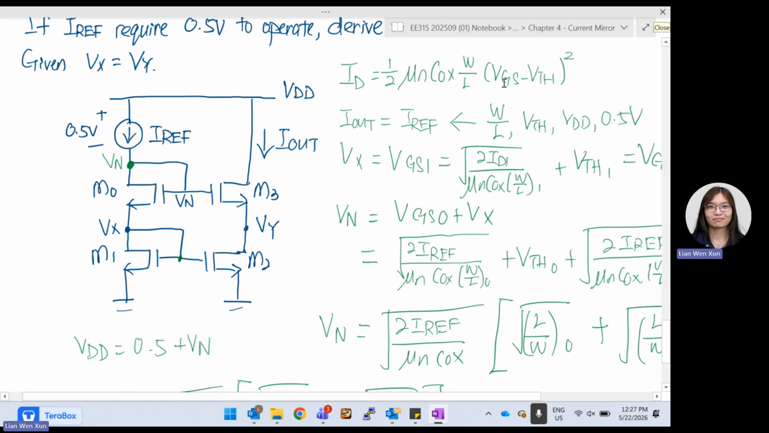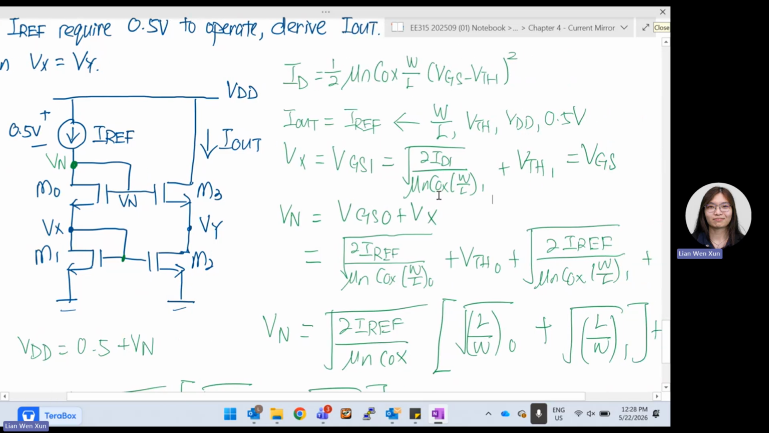If we put this VGS as the subject, we can use ID and everything else to rephrase. So we can say VGS1 is equal to the square root of 2ID over mu n C ox W over L1, plus VTH1. We derive VGS from this equation. So this is VGS1. So far until here, is that okay?